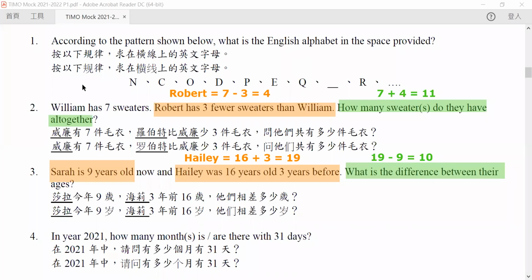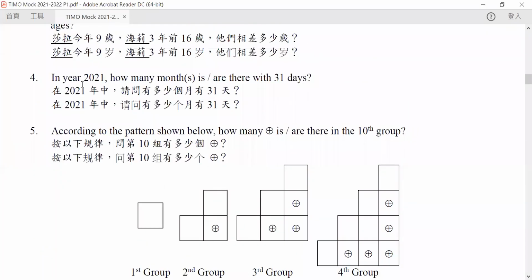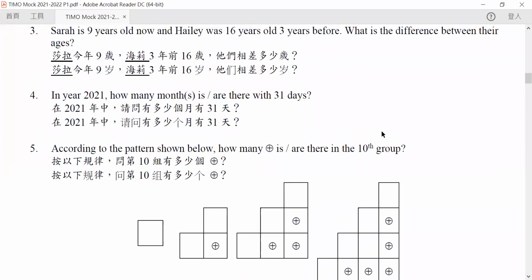Okay, so let's go to question number 4. In the year 2021, how many months are there with 31 days? Now, this is actually not a mathematical question, but instead a question about common knowledge. So within a year, how many months are there of 31 days?